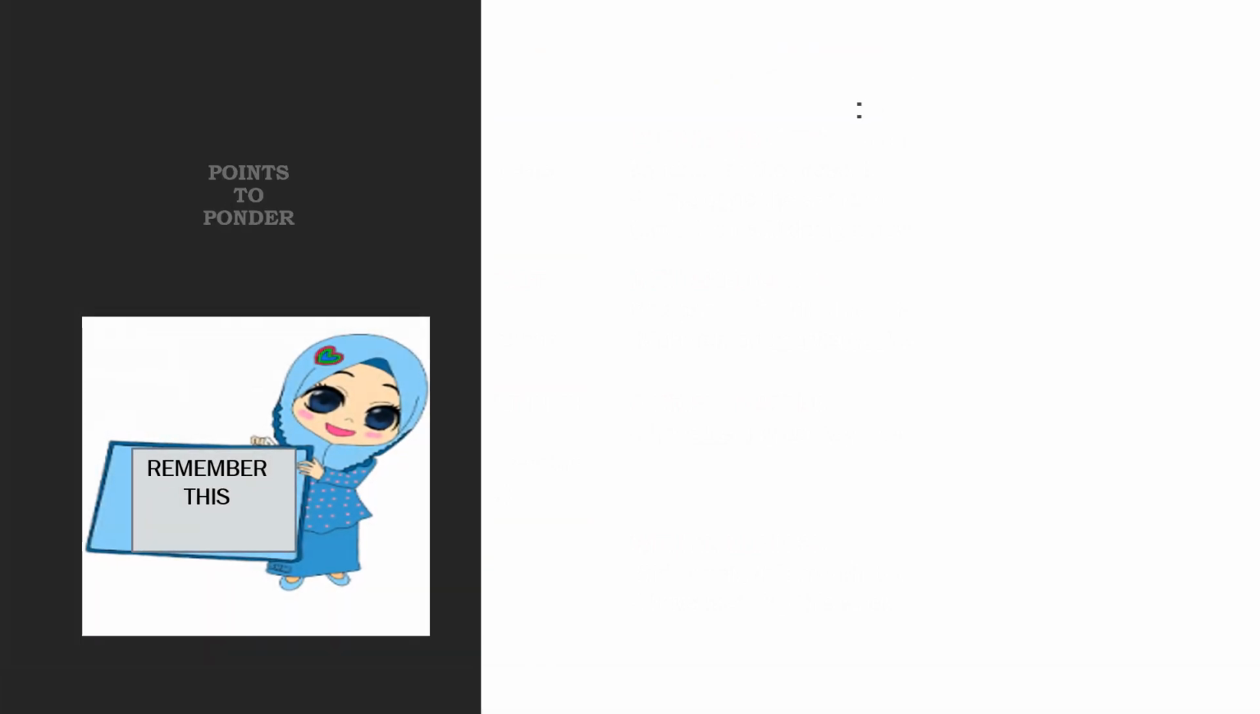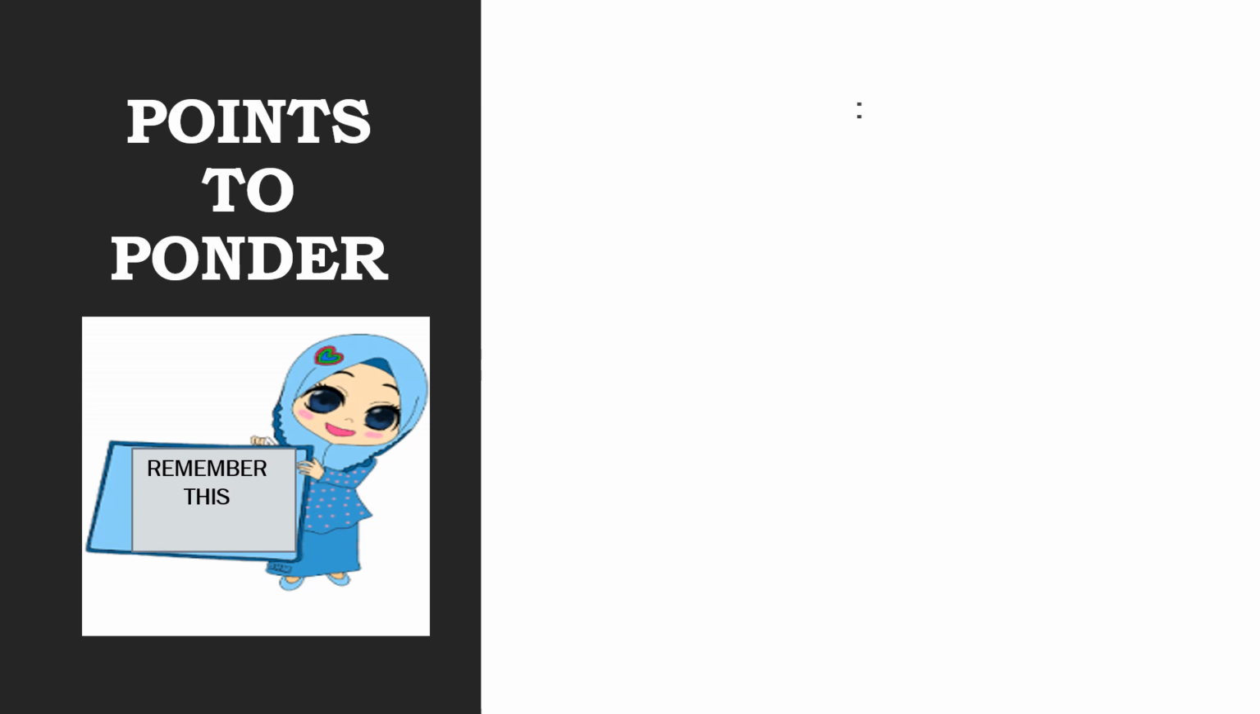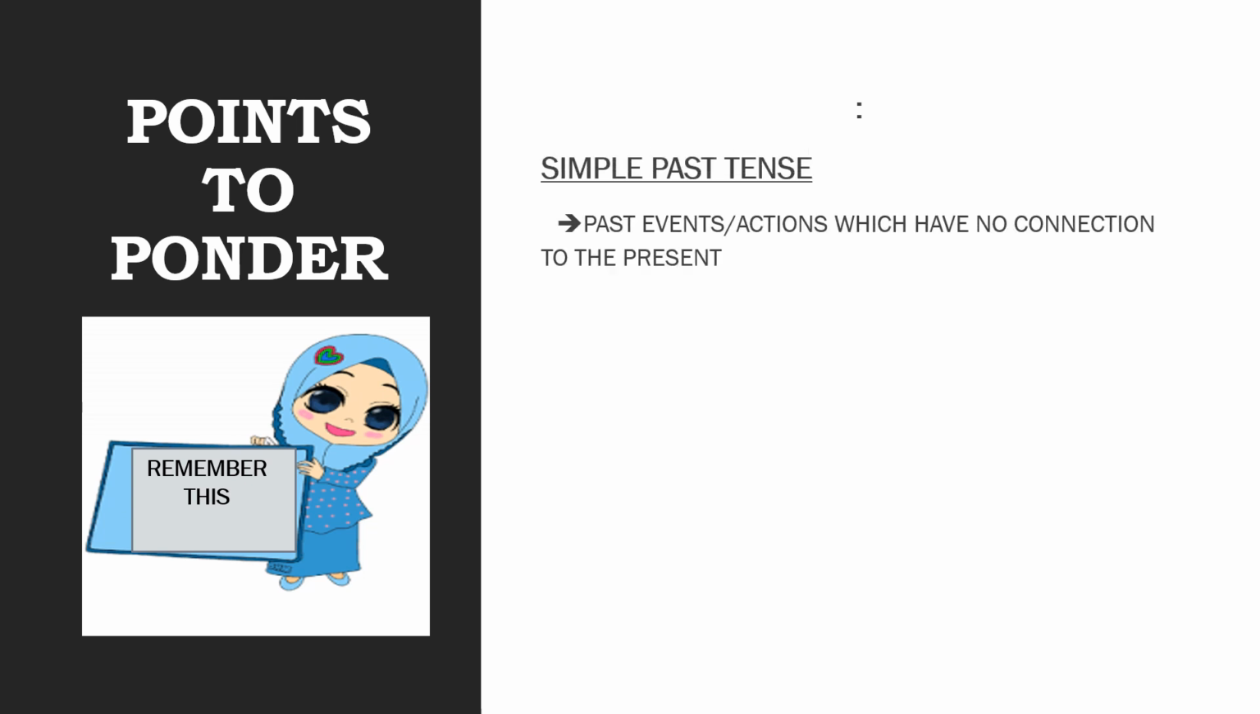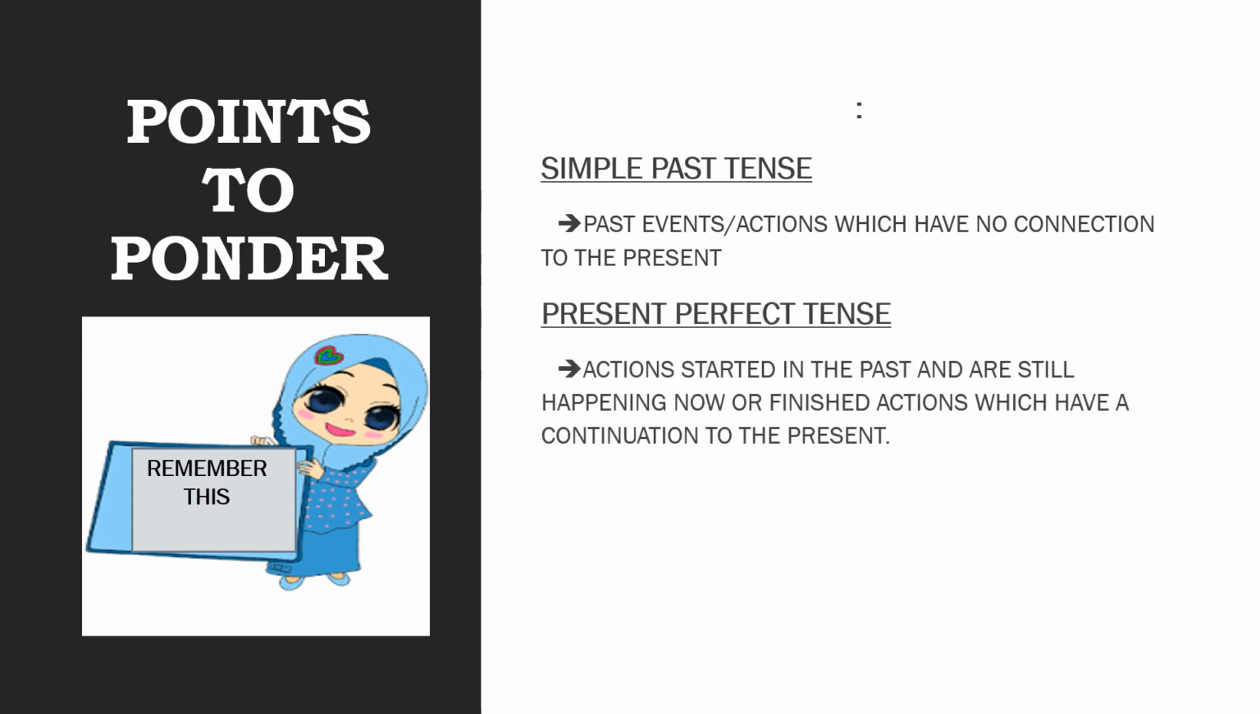Okay, remember this. These are some points to ponder. Okay, simple past tense. Okay, remember past events or actions which have no connection to the present. Okay, and present perfect tense are actions that started in the past and are still happening now, or finished actions which have a continuation to the present. Clear ya? Bagi clear dua rules ni.